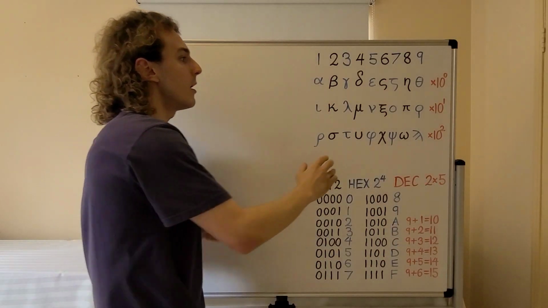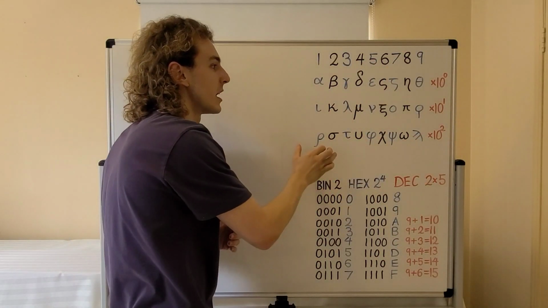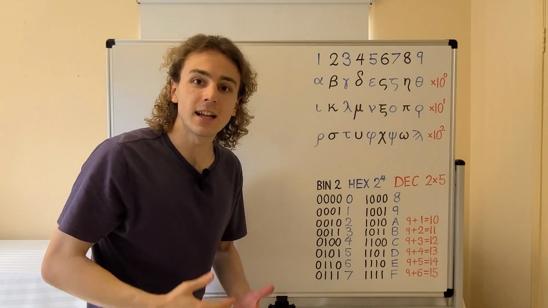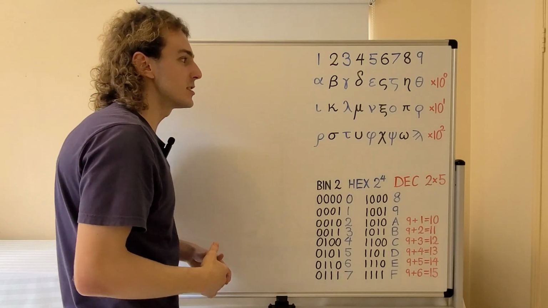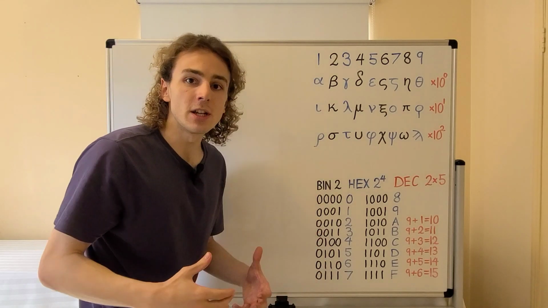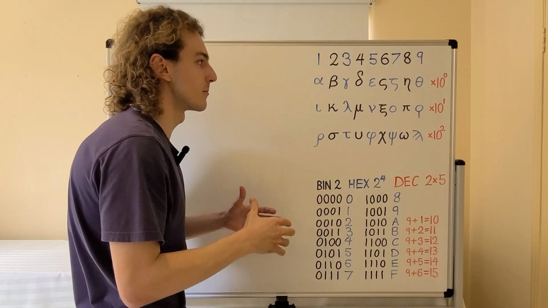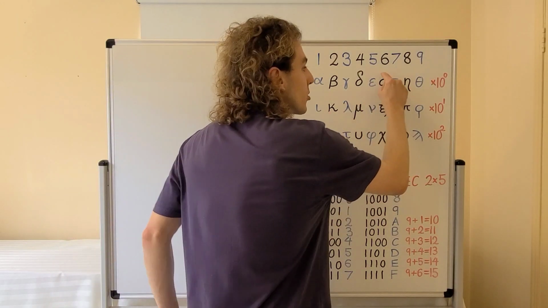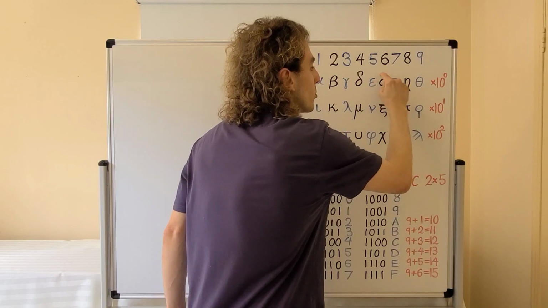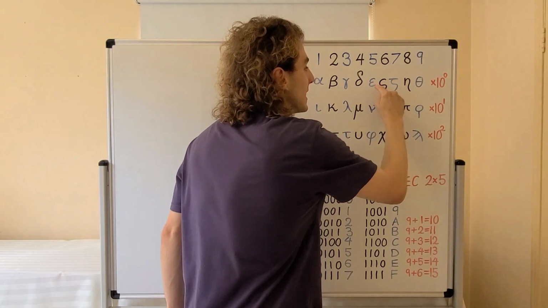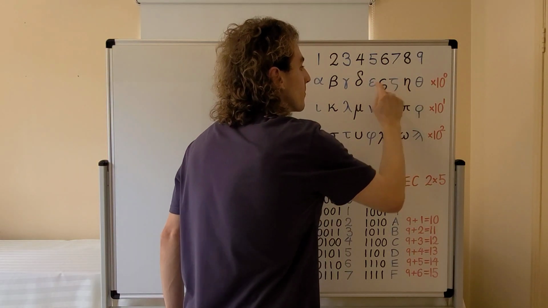Note that among these 27 letters, there are 3 archaic letters. So these are 3 archaic letters in addition to the 24 letters of the modern Greek alphabet. This letter over here, digamma, represents the value 6. Digamma is an archaic letter.